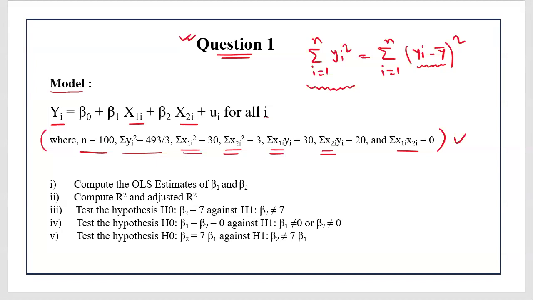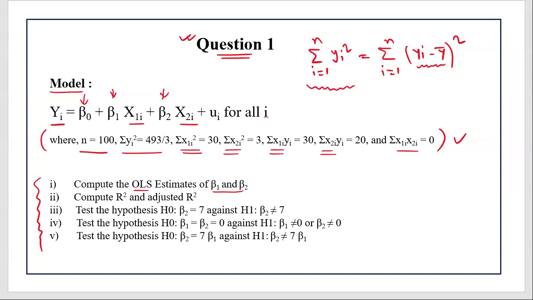Now, what you have to do is find out the following 5 parts of this question. The first part is asking you to compute the OLS estimates of beta 1 and beta 2. See, beta 1 and beta 2 are the two slope coefficients in this model. Beta naught is the intercept coefficient, only the intercept coefficient, and beta 1 and beta 2 are the slope coefficients corresponding to the explanatory variables x1 and x2 in your three variable multiple linear regression model. This is the first part of this question.